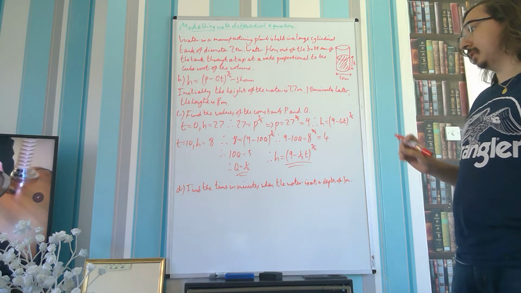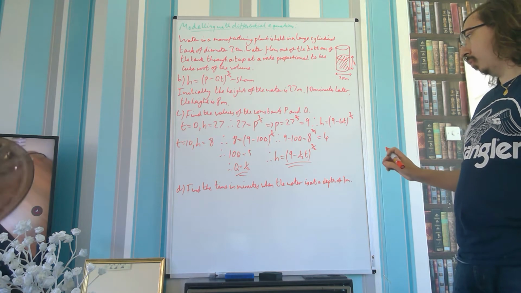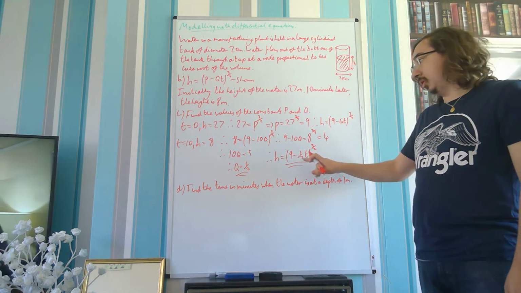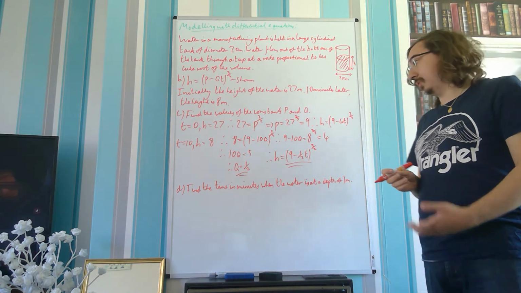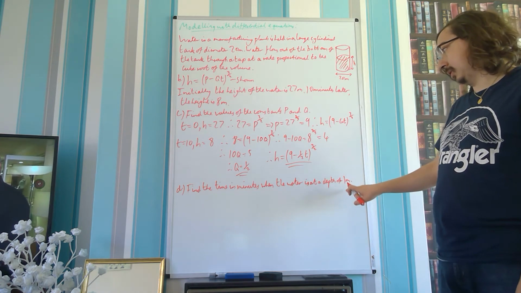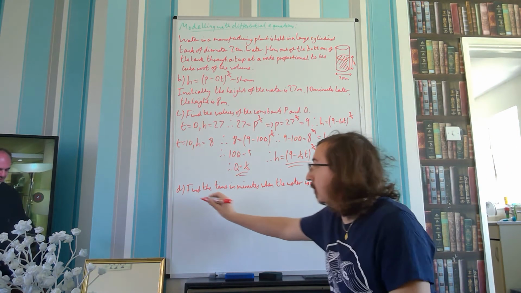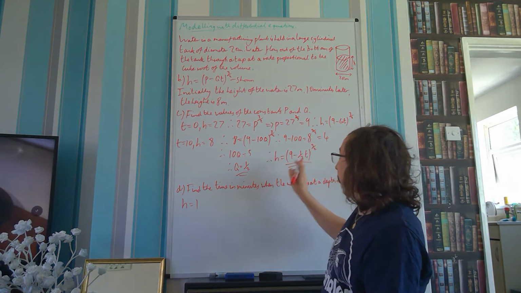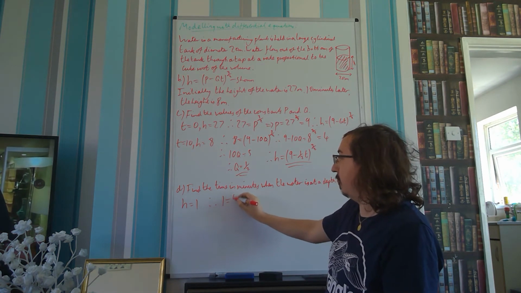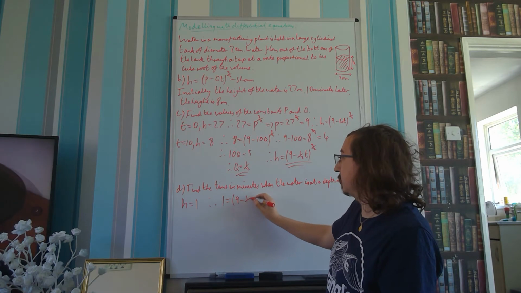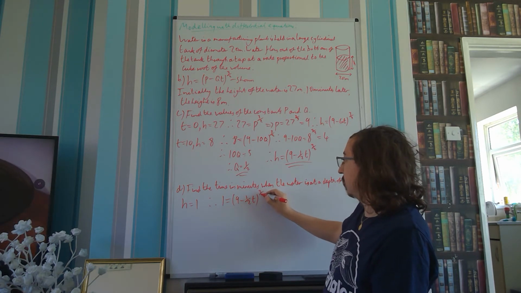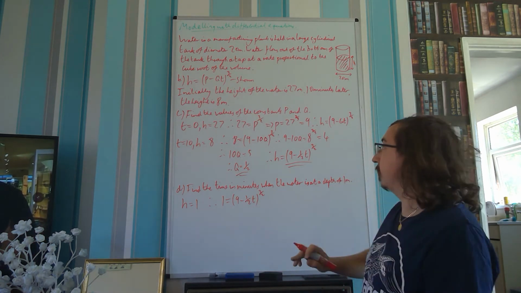So part D says, find the time in minutes when the water is at a depth of 1 metre. Well, we're going to use our solutions, which we've just found for p and q, and we're going to use this when our height h is equal to 1, and use that to find a value for t. So if h is equal to 1, 1 is equal to (9 minus 1/2 t) to the power of 3/2.